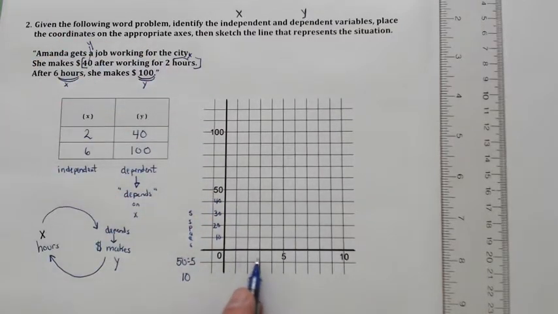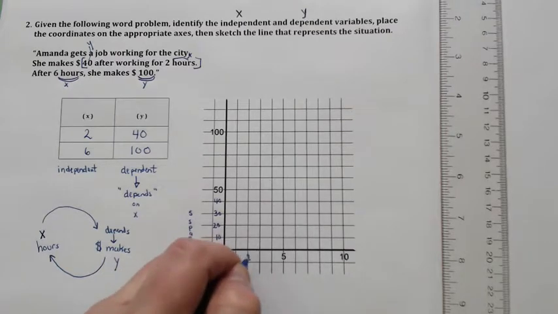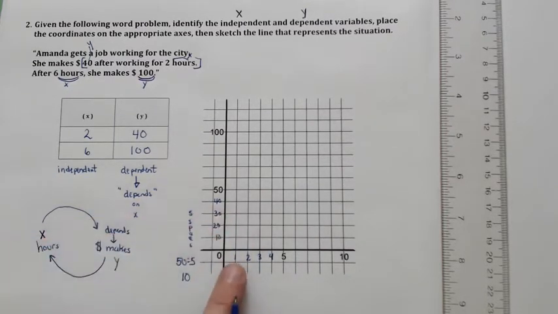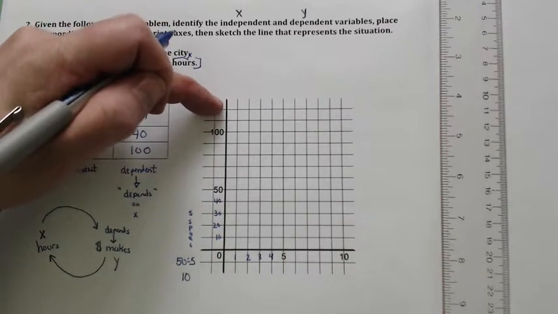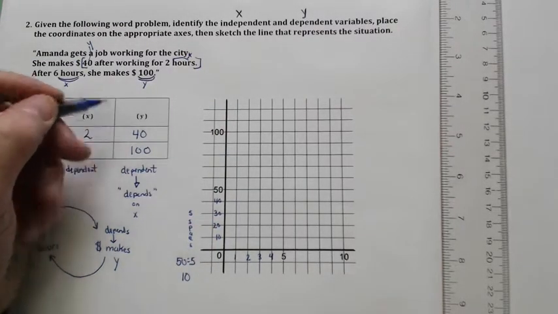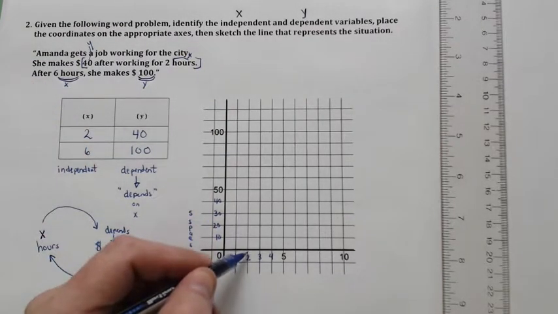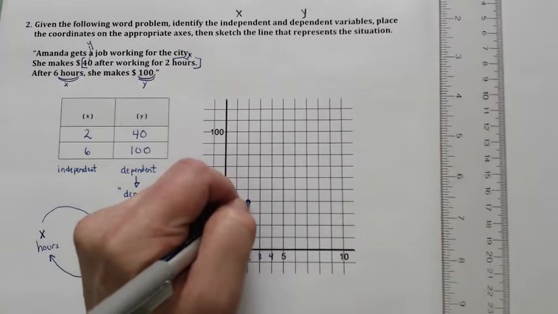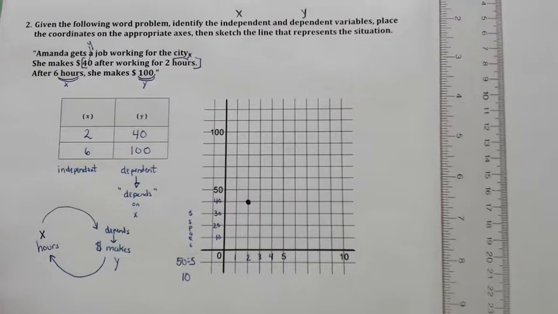And here I went up by ones. And remember, on the Cartesian plane, that's okay. You can go up by different amounts. It's just that once you pick what you're going up by on the x, it has to stay that way. And once you pick what you're going up by on the y, it has to stay that way. So 2 hours, $40 earned. 2 hours is your x. $40 earned is right there. And there's my first point, which is (2, 40). I can label that.